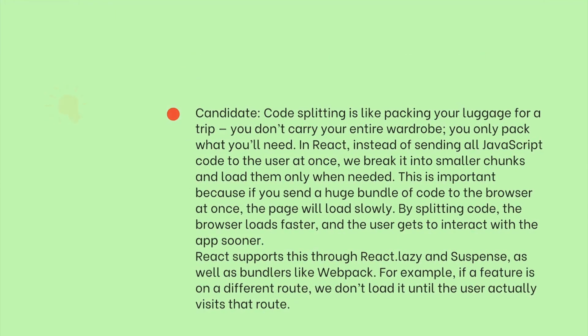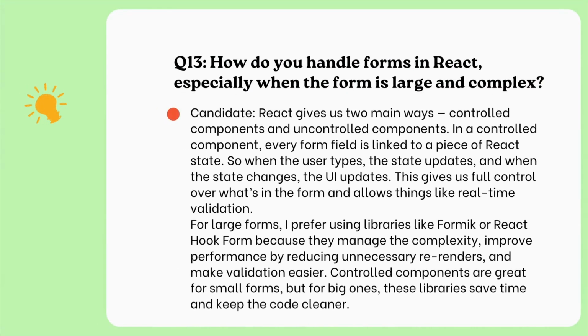How do you handle forms in React, especially when the form is large and complex? React gives us two main ways: controlled components and uncontrolled components. In a controlled component, every form field is linked to a piece of React state. So when the user types, the state updates, and when the state changes, the UI updates. This gives us full control over what's in the form and allows things like real-time validation.